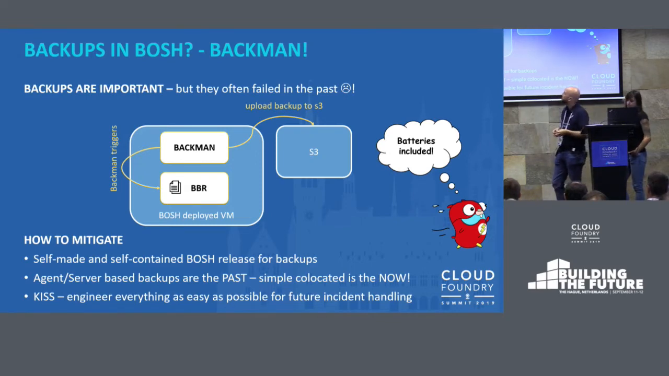So it's an example of a small but very simple component that just does one thing and does it well. It's a completely batteries-included solution that has no need for any external interaction whatsoever. It doesn't need an agent or server-based system or anything else. You simply collocate it on any deployment that provides you with a BBR script and it will just work.